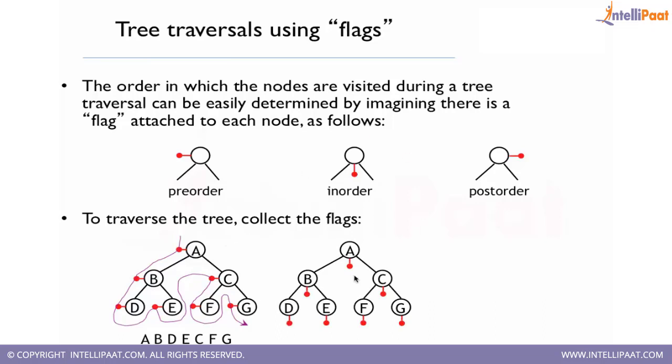In order traversal is traversing the left child first, and then the root, then the right child. So this is how we do the in order traversal. We visit the left subtree, we complete the left part of the tree, then we go to the root and then complete the right part of the tree.